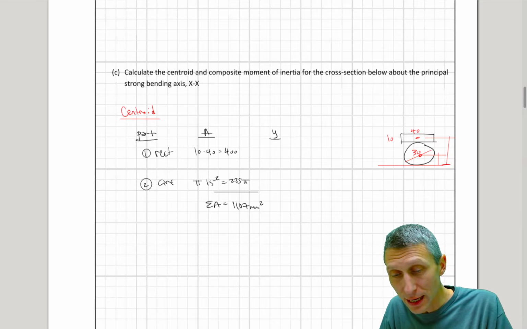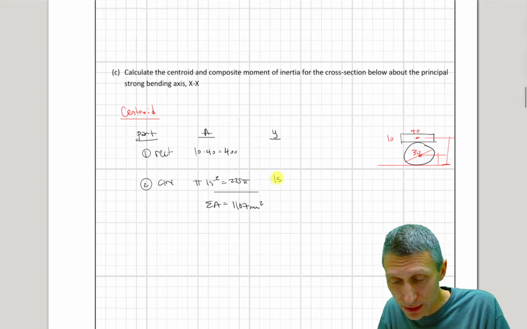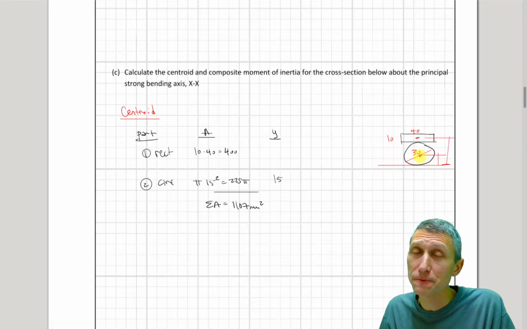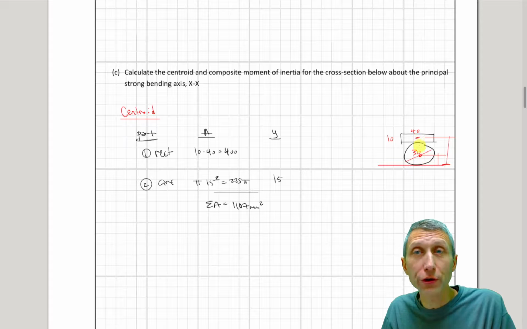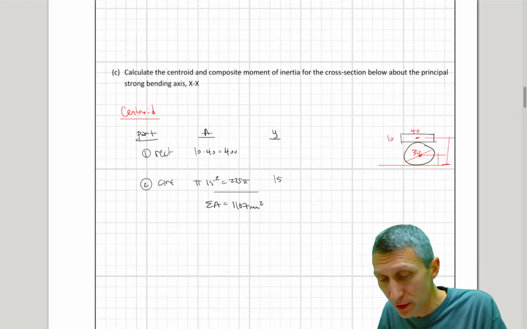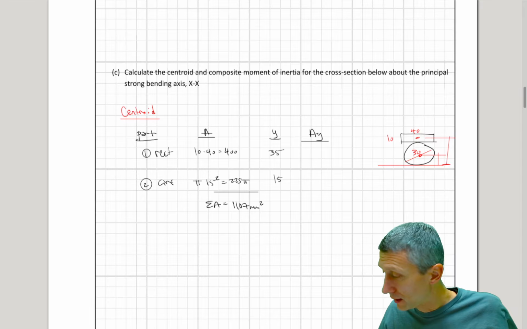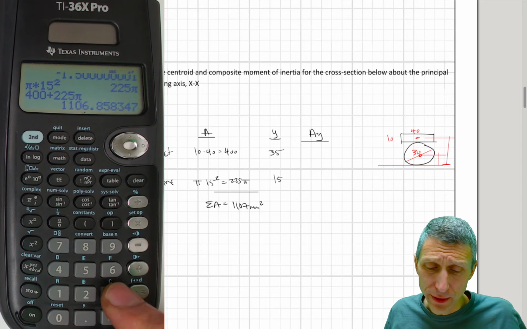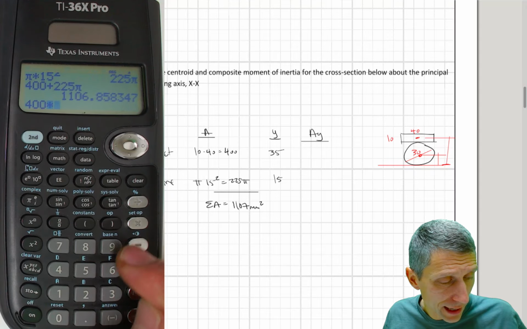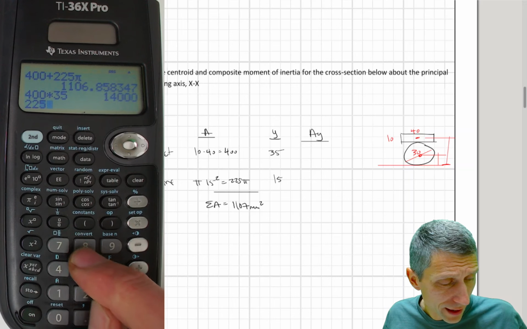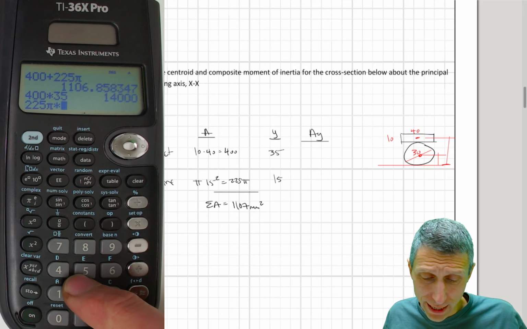The center of the circle is probably the easier one. That's just 15, because from this bottom reference axis to the center of the circle is just 15. But if we go all the way up to here, we have to go 30 plus another 5, so that's going to be 35. Okay. And then we're going to go to A times Y. I'll bring the calculator up for this. But basically, what do we have? We have 400 times 35, and we have 225 pi times 15.